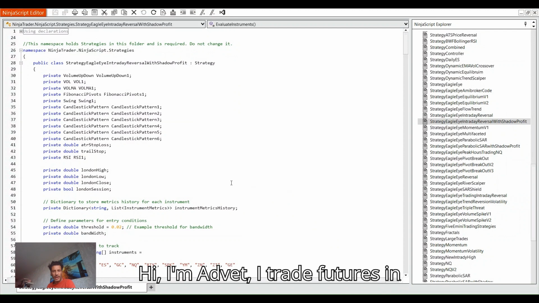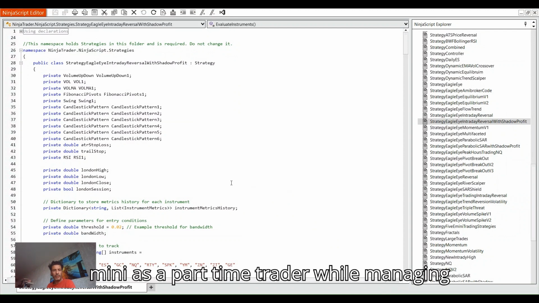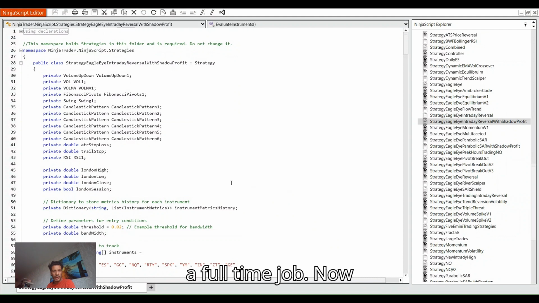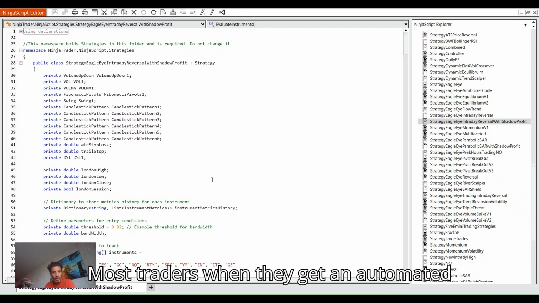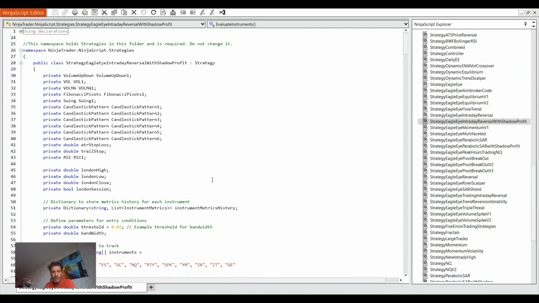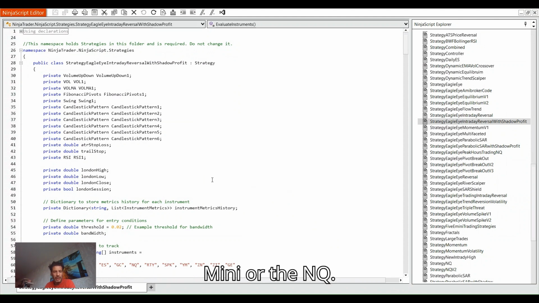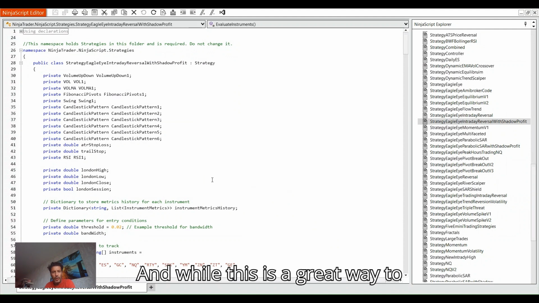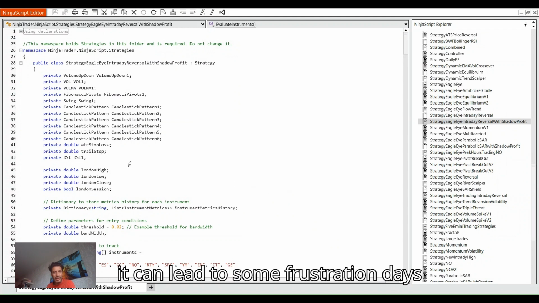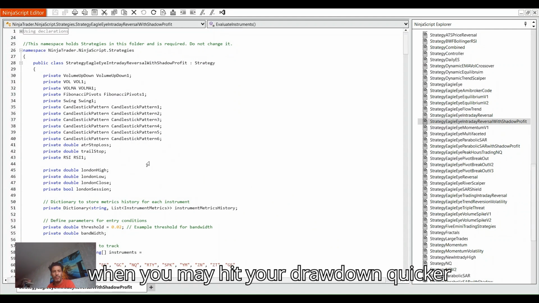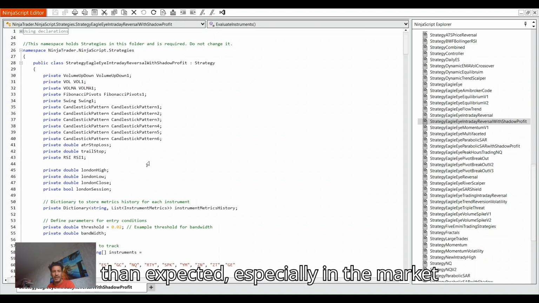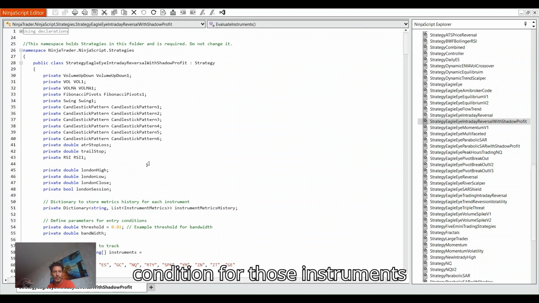Hi, I'm Advet. I trade futures e-mini as a part-time trader while managing a full-time job. Most traders, when they get an automated strategy, will use it on one or two instruments, like for example ES, the SP 500 E-mini, or the NQ. And while this is a great way to specialize and focus, it can lead to some frustrating days when you may hit your drawdown quicker than expected, especially when the market conditions for those instruments aren't in your favor.